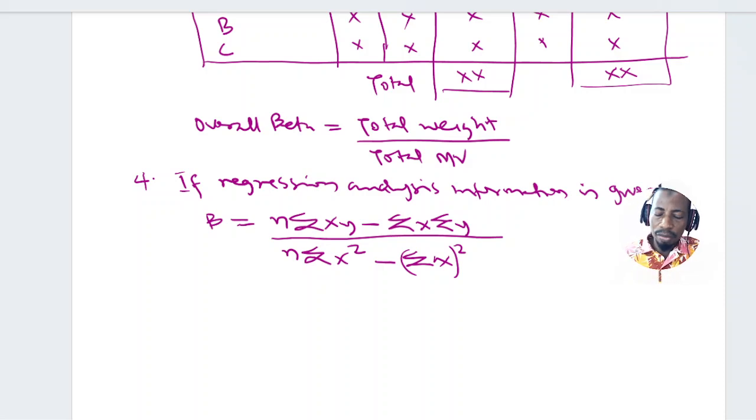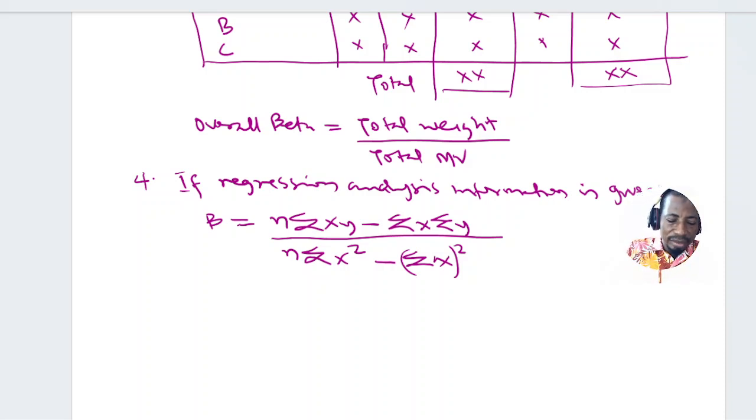So this is the formula for calculating the beta of the portfolio or the beta of the security if you are given regression analysis information. X is the return on the market, y is the return on security, n is the number of periods. It could be January to December, it could be year 1 to year 6, whatever the period given to you. All right. So that's that.